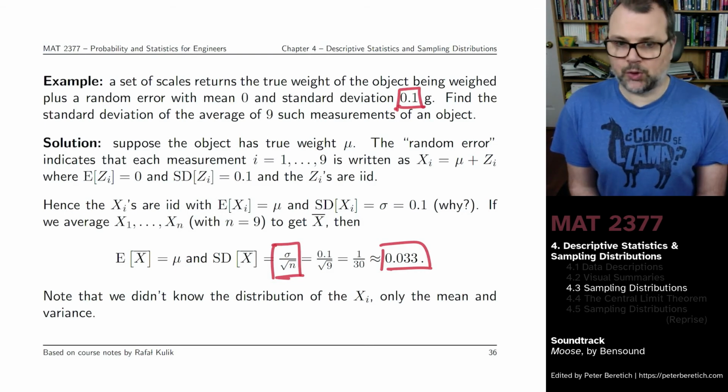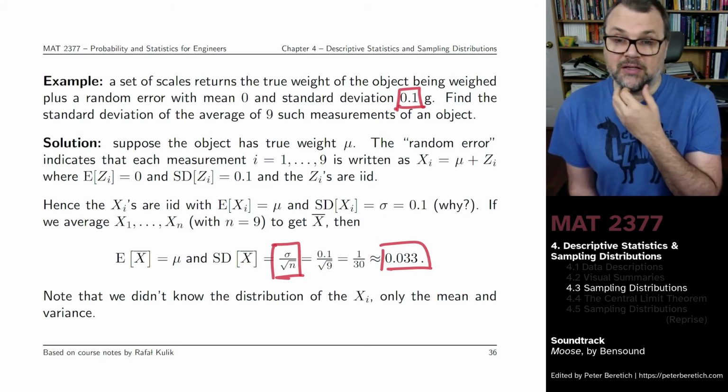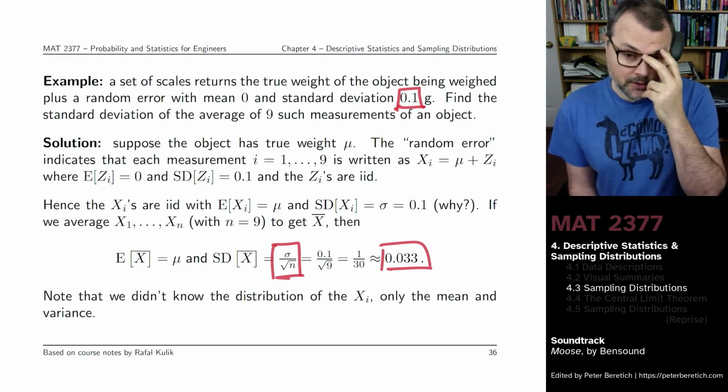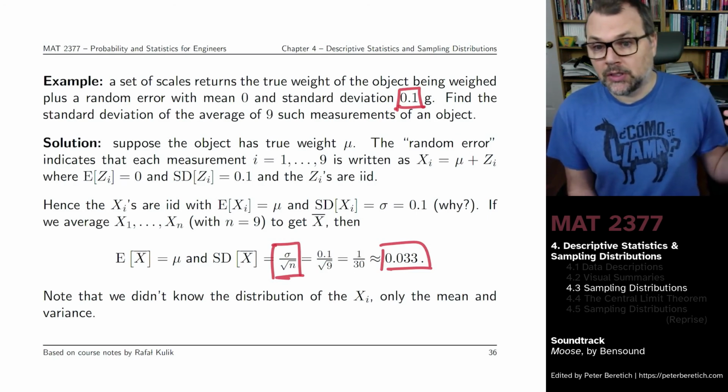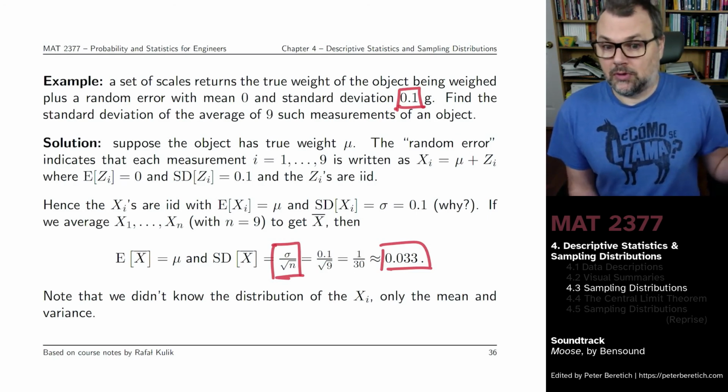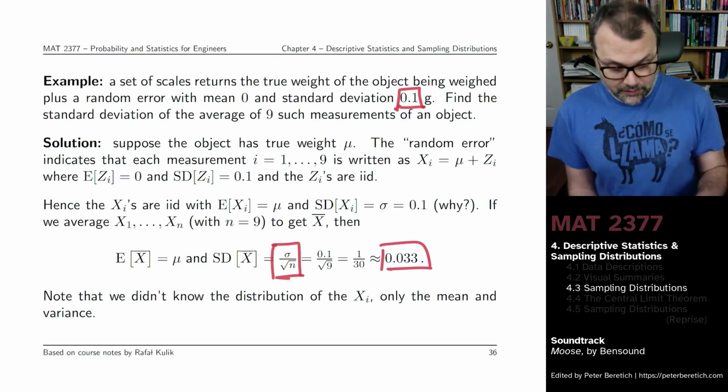We don't know the distribution of the Xi's. We don't know what the value mu is. We don't even know what family of distributions it comes from. Is this normally distributed? Is this exponentially distributed? Is this a gamma? We don't know. All we know is the mean and the variance.